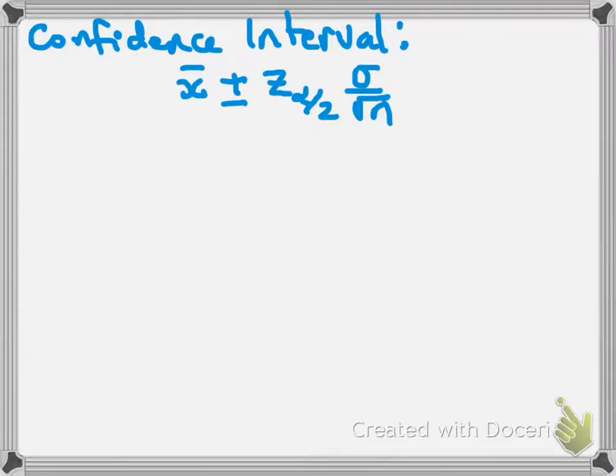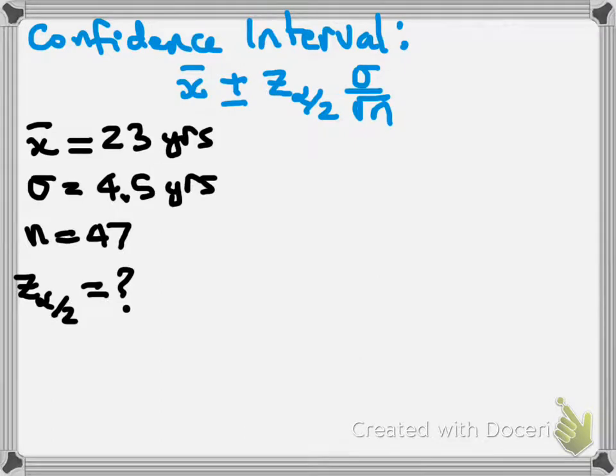Like we said previously, what we are doing is creating a confidence interval. A confidence interval is always point estimate plus or minus error estimate, as I've shown here. The point estimate is the sample mean, plus or minus the error estimate, which is z sub alpha over 2 times sigma divided by the square root of n. According to our question, we have all this information. X bar is the sample mean, 23 years. Sigma is the population standard deviation, 4.5 years. n is the sample size, 47.